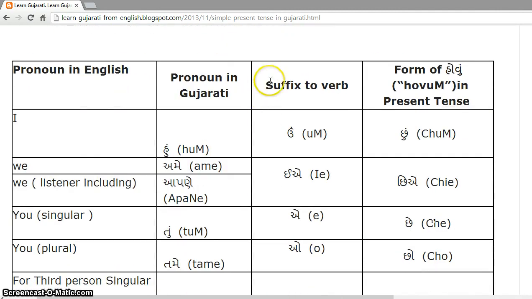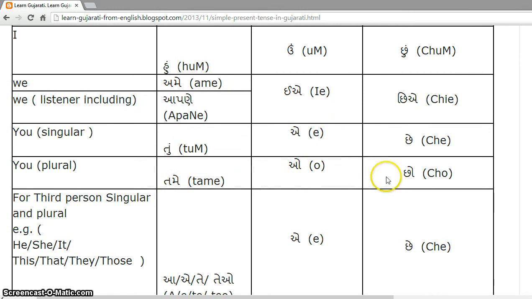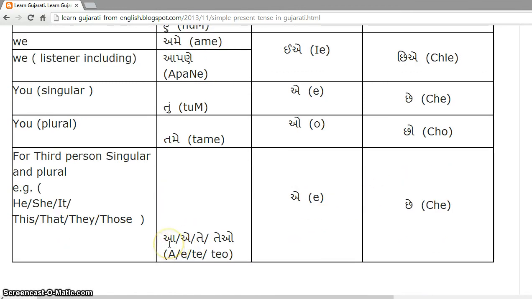In this table, I have listed the suffix to the main verb and the form of hovu. So I will say the pronoun in Gujarati and its suffix to the verb and form of hovu. Hu, u, chu. Ame and apne: for both of these, the suffix is ie and the form of hovu is chie. Tu, e, che. Tame, o, cho. For third person singular and plural, all pronouns a, e, te, teo, the suffix to the main verb is e and the form of hovu is che.